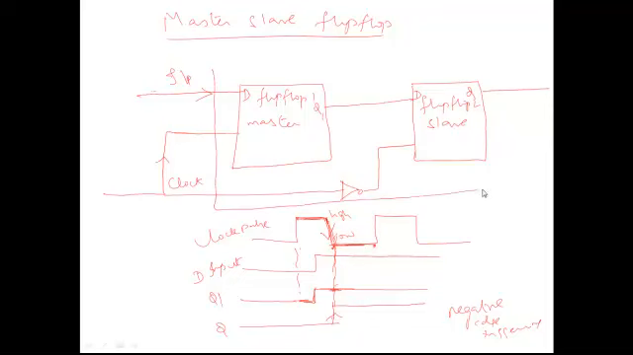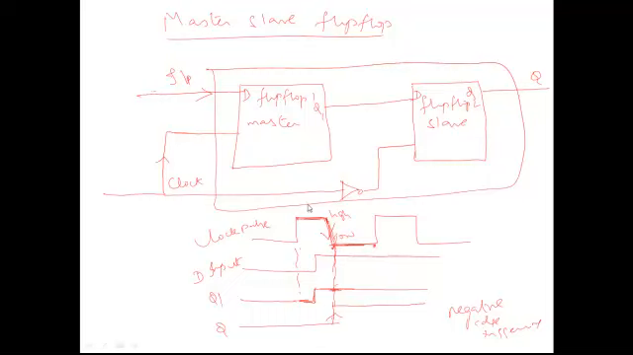Whenever you take a master-slave flip-flop, you will not see anything other than this. It will be like a black box, so we need not worry about the internal connections. We give the input, but only at the negative edge will we get the Q output. So this we call a negative edge triggering flip-flop. If you want to design an edge triggering flip-flop, you go for a master-slave flip-flop.